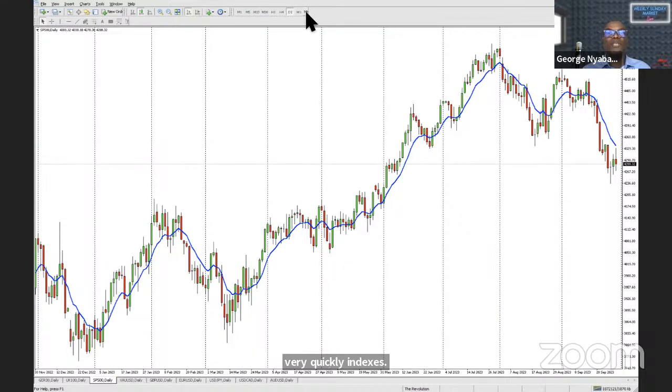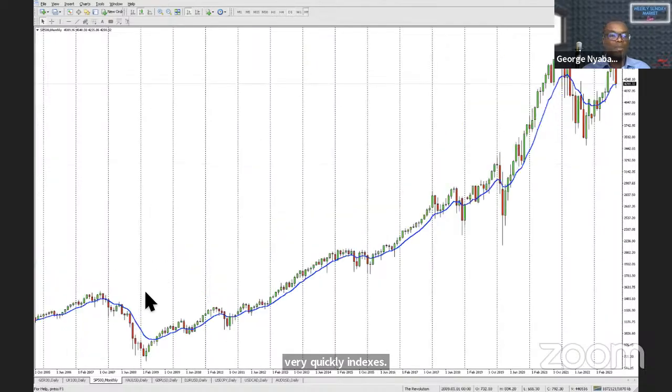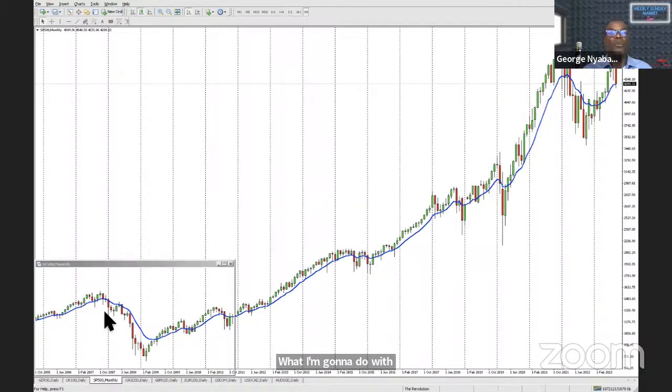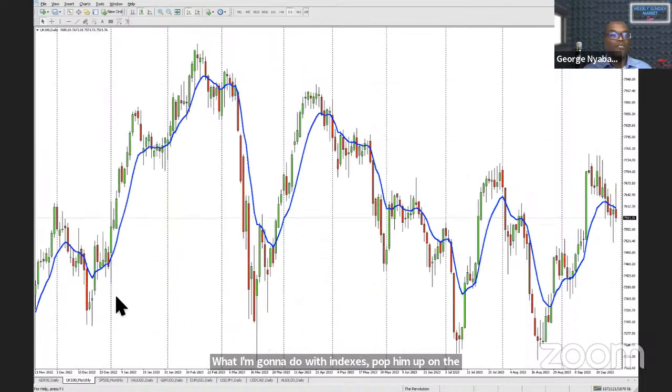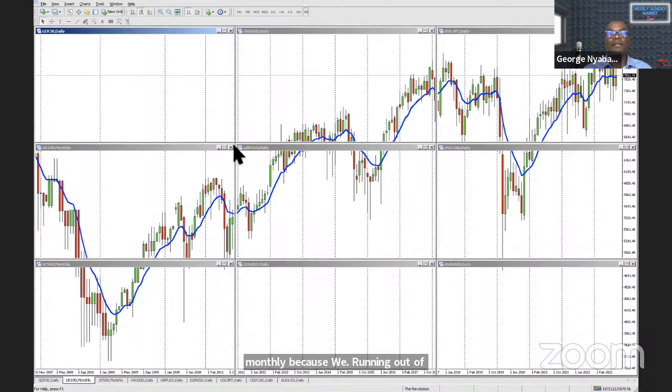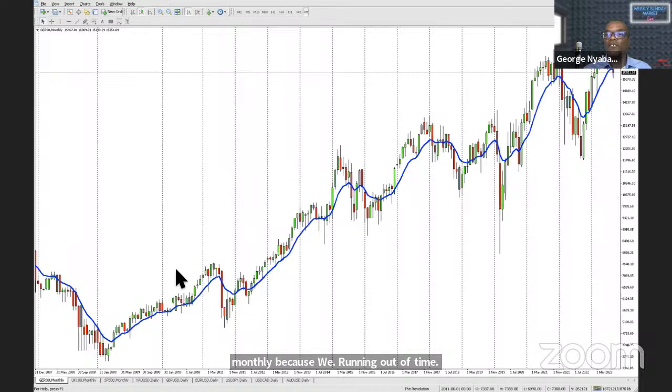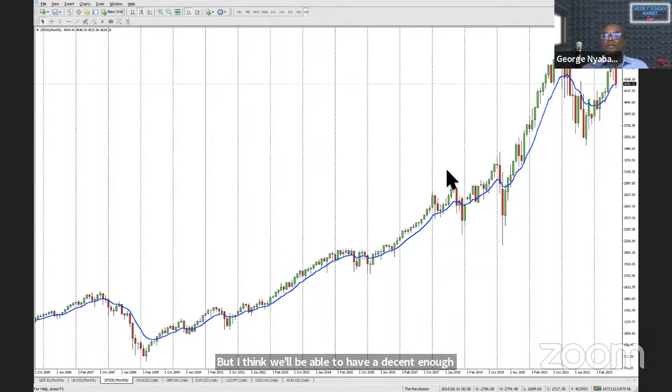Okay, what I'm going to do with indexes, let me just pop them up on the monthly because we are running out of time, but I think we'll be able to have a decent enough conversation. So monthly, S&P 500. Interestingly enough, if you trade the other US markets, the Dow, NASDAQ, there's some correlation because some of the stocks are all included in the S&P 500, the big ones.